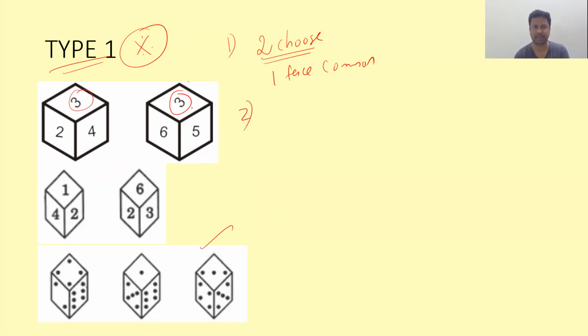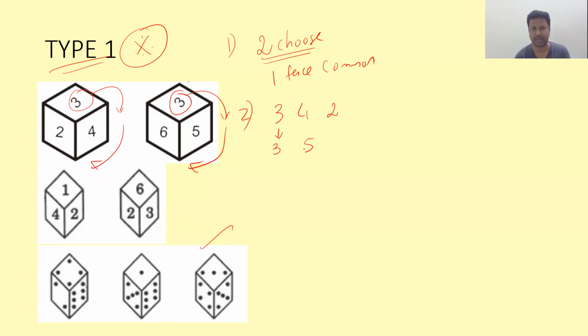The second step is, starting from the common face, write all other numbers or faces in clockwise order. That is, starting from 3. After 3 in clockwise order, what is it? 4, then 2. Correct? So 3, 4, 2. In the second dice also you want to write in clockwise order.